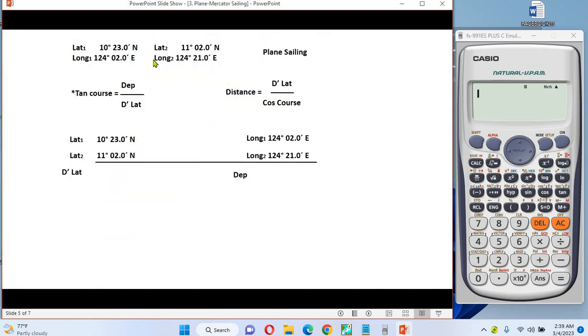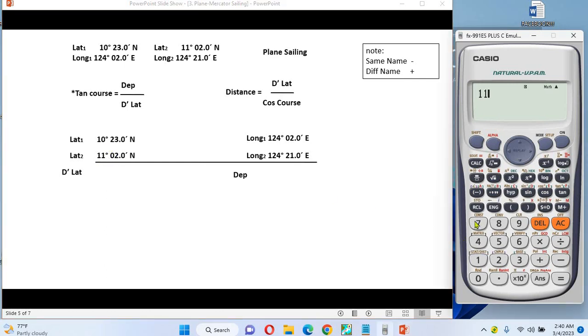This is the given, this is the known number, this is the question, this is the formula we have just derived a while ago, and bring down the given numbers. Okay, so please take note: same name, minus; different name, plus. In this case, the bigger number is 11°02' minus 10°23'.